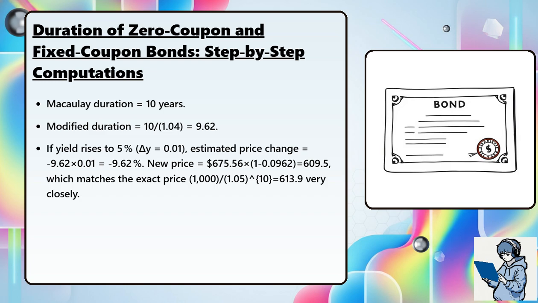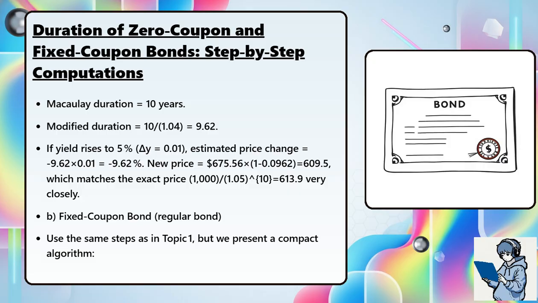New price equals 675.56 times (1 minus 0.0962) equals 609.5, which matches the exact price. 1,000 divided by 1.05 to the 10th power equals 613.9. Very closely. B. Fixed coupon bond, regular bond.